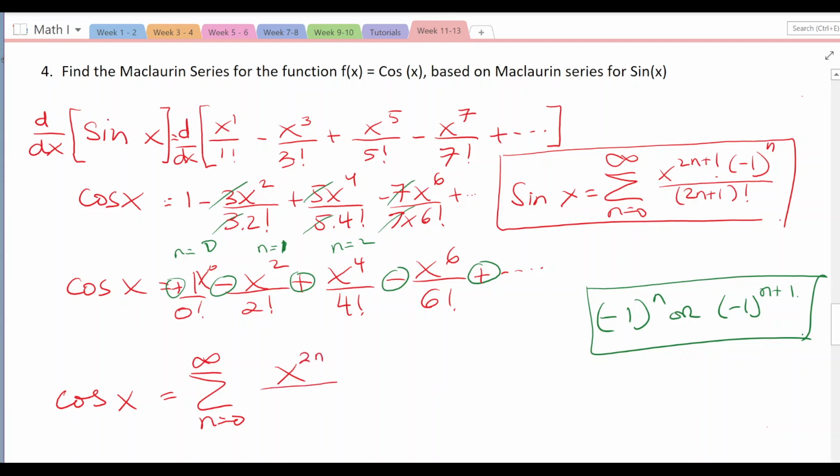And then in the denominator we will also have 2n factorial. If this is to the power of n, then this becomes n factorial. However, if it is 2n, then we have 2n factorial. You can see here 2 factorial, 4 factorial, 2n factorial, like that. So I think that's the pattern.